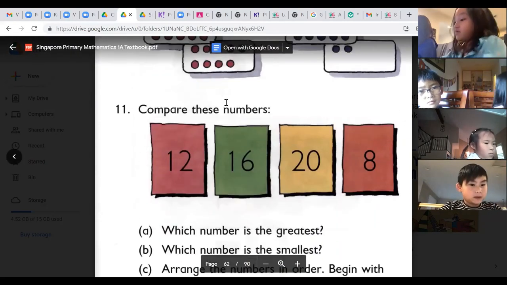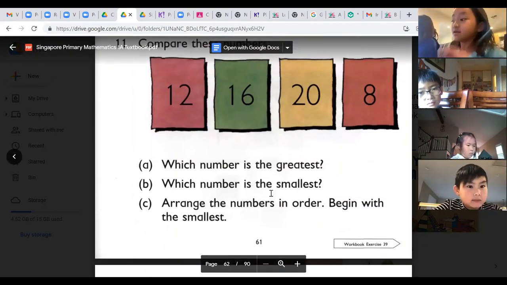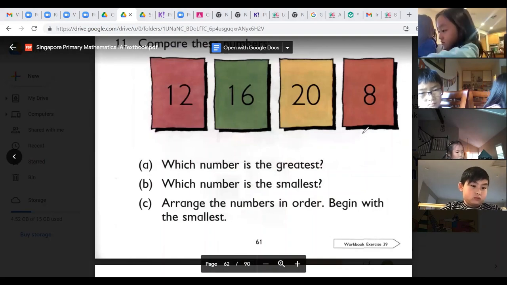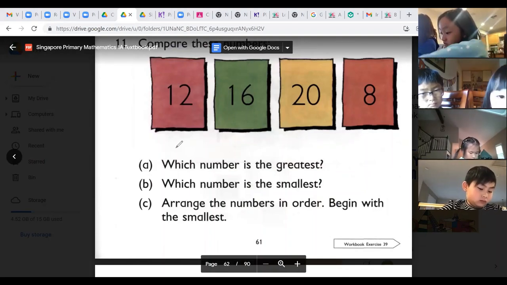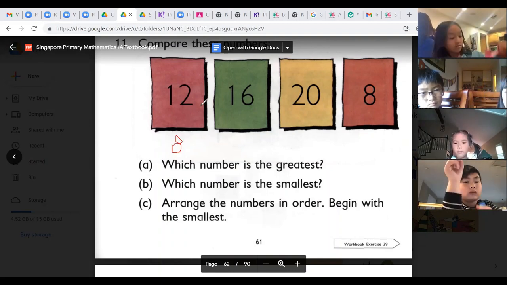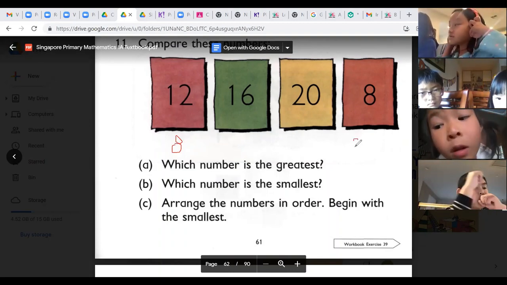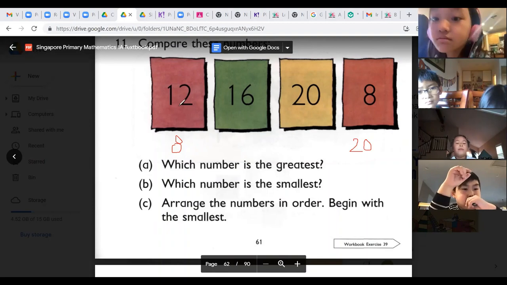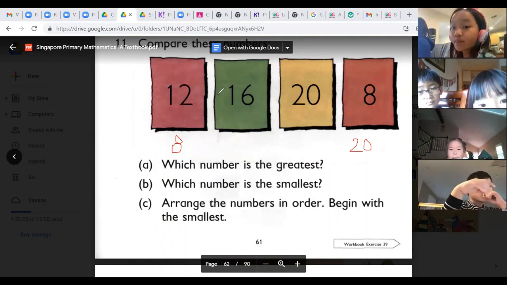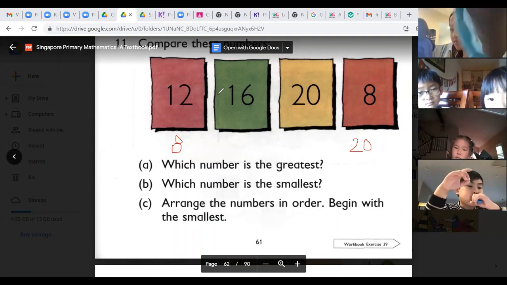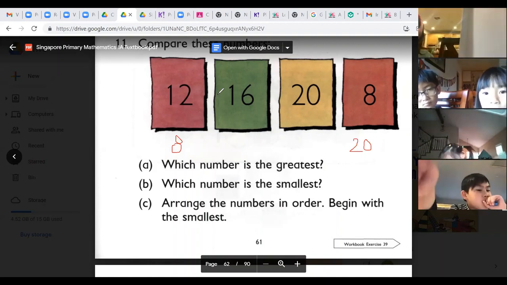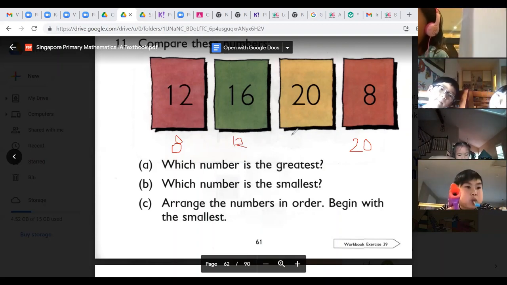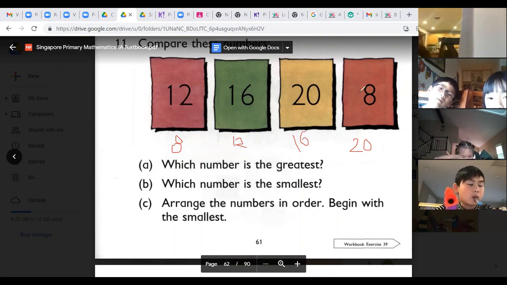And if we arrange the numbers in order, and it says begin with the smallest, that means we're going from 0 to 20, okay? And we're getting bigger and bigger with each number. So since 8 is the smallest, we know 8 will go here. Now, 20 is the largest, so we know it would go here. So now it's just 12 and 16. And we know that 12 is less than 16, because if you have 12 apples and 16 apples, you'll have 4 more apples than 12. So we know 12 is less than 16. So the order will be like this.